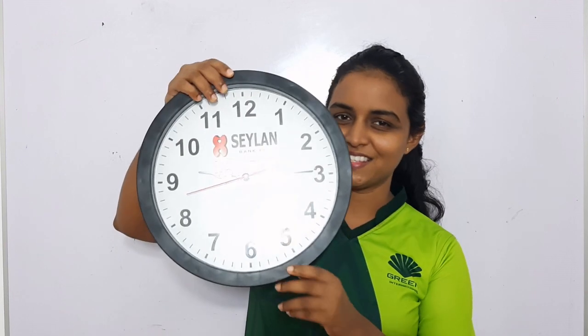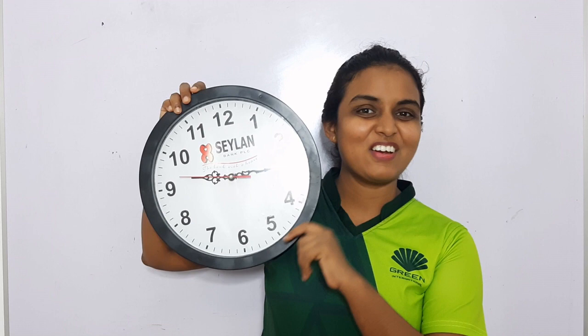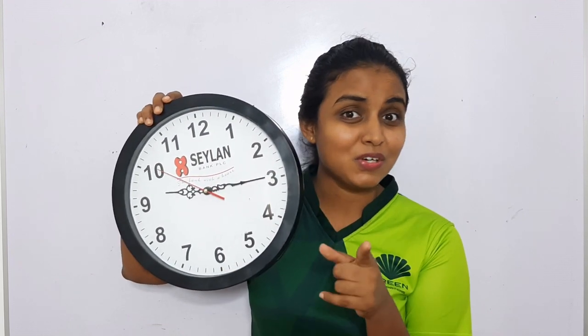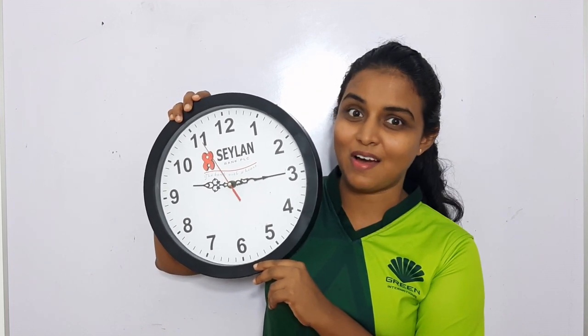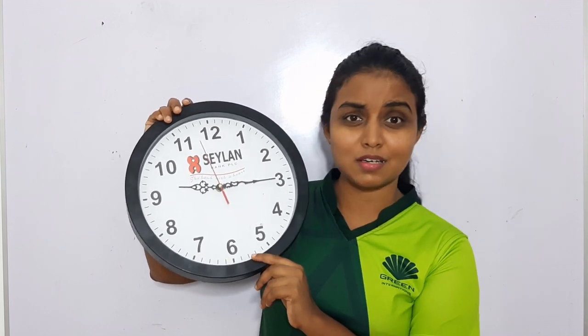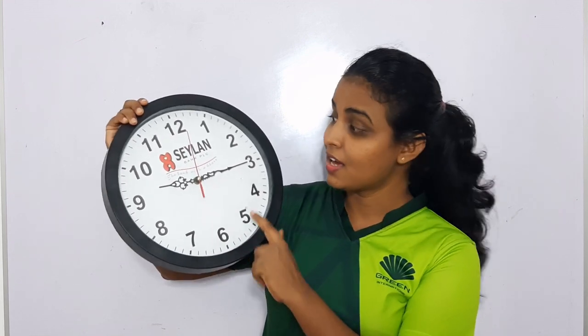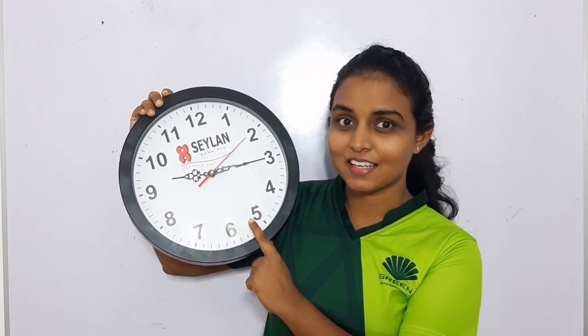Today we have a new lesson. Today teacher is ready to tell you about this. What's this, children? Yes, you're correct. It's a clock. Do you have a clock at home? Yes, we do have clocks. Right, what do we do with the clock? We can say the time with a clock.